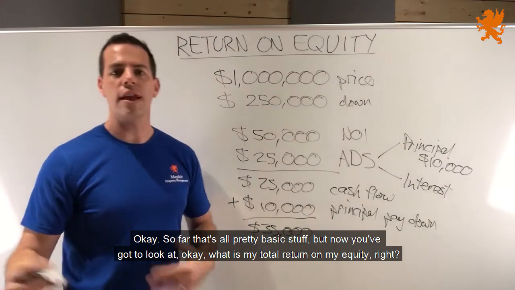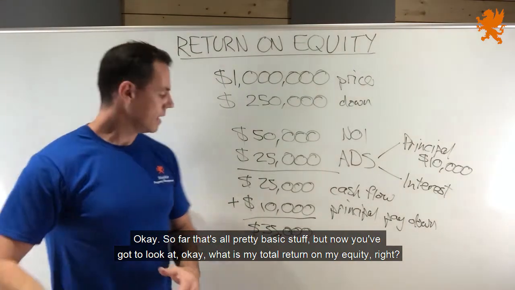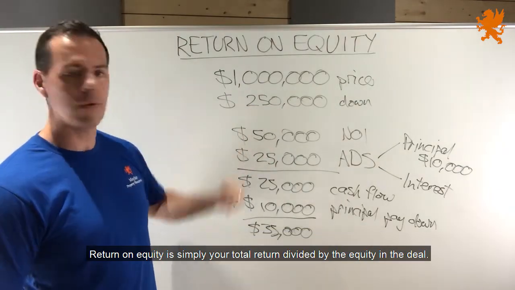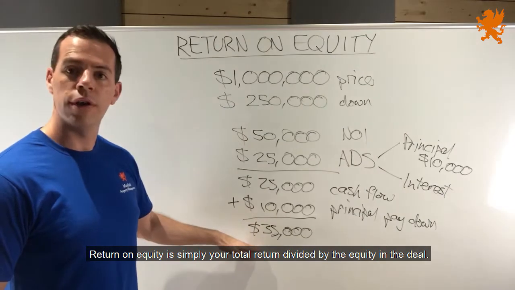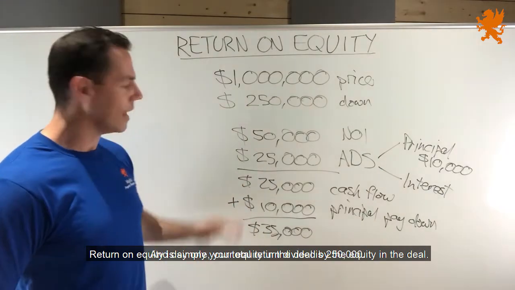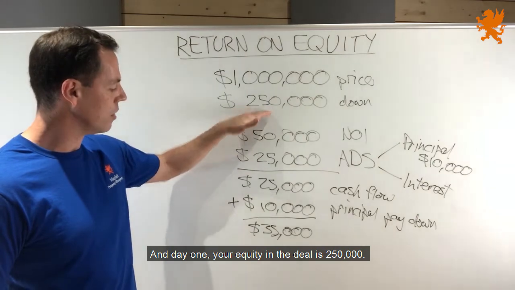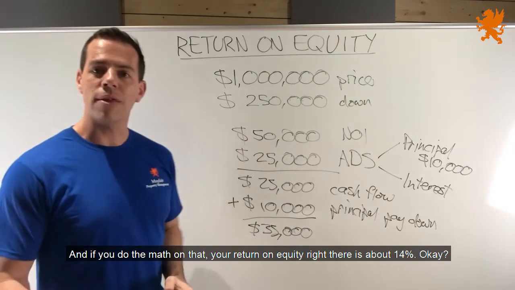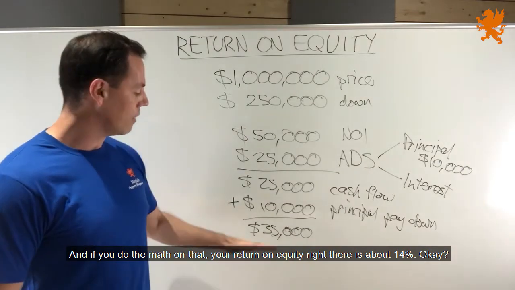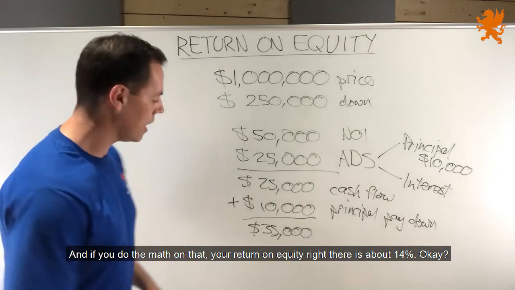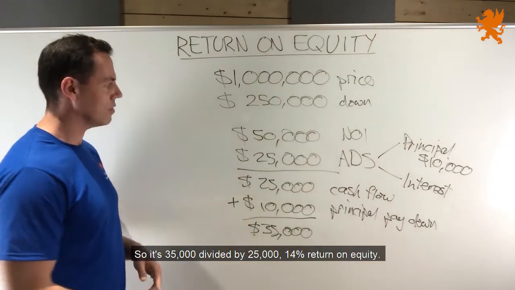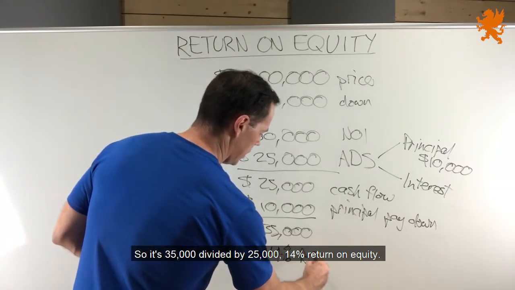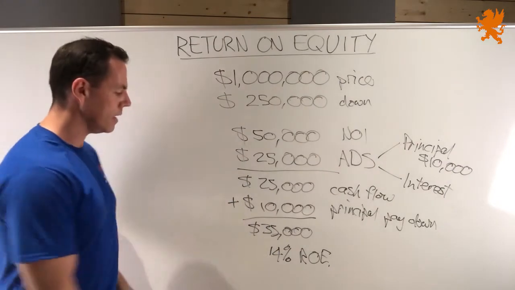Okay, so far that's all pretty basic stuff, but now you've got to look at, okay, what is my total return on my equity, right? Return on equity is simply your total return divided by the equity in the deal. And day one, your equity in the deal is $250,000. Your total return is $35,000. And if you do the math on that, your return on equity right there is about 14%. So it's $35,000 divided by $250,000, 14% return on equity. Okay?